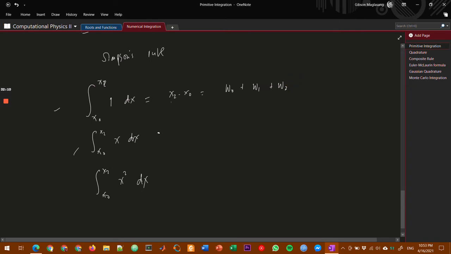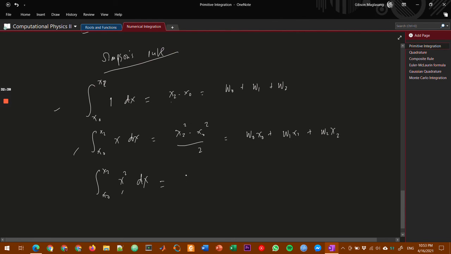Okay? And then sa kanipod, you have x2 squared minus x naught squared over 2. So this would be w naught x naught plus w1 x1 plus w2 x2. So tulo na siya kaanon. We have w naught, w1, and w2. So this is the Simpsons rule. Quadratic na ang gamit. You have quadratic.